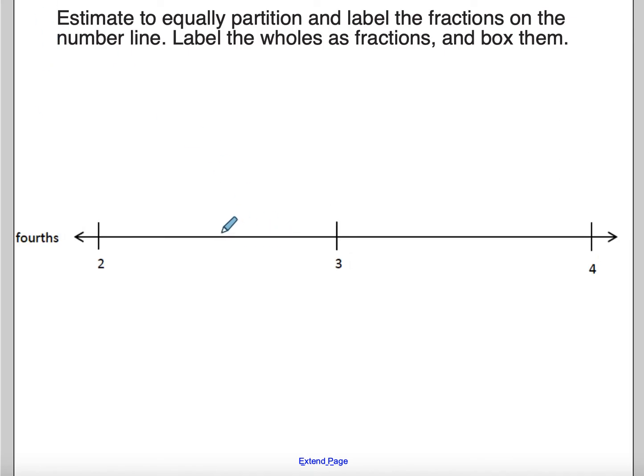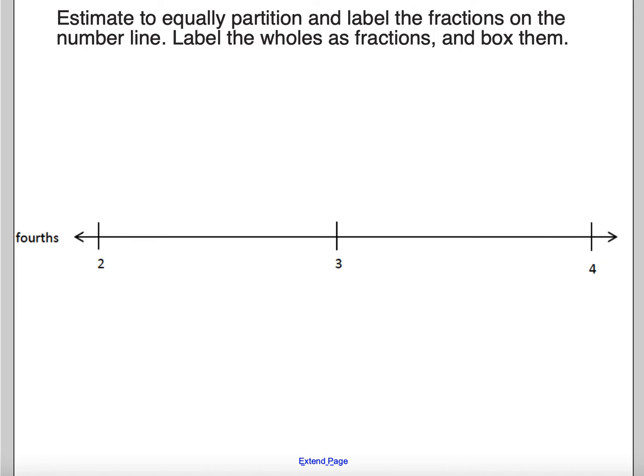So try this one. You're going to split these into fourths. So this one, they actually showed me the 3 in the middle, so I don't have to worry about drawing it on. But you can do the same thing we've been doing. Estimate to equally partition and label the fractions on the number line. Label the wholes as fractions and box them. So pause now, solve on your own, and then press play when you're ready to check your work.